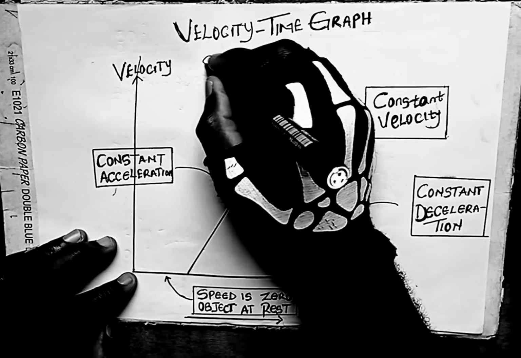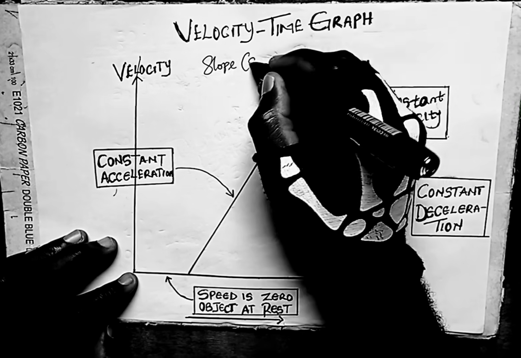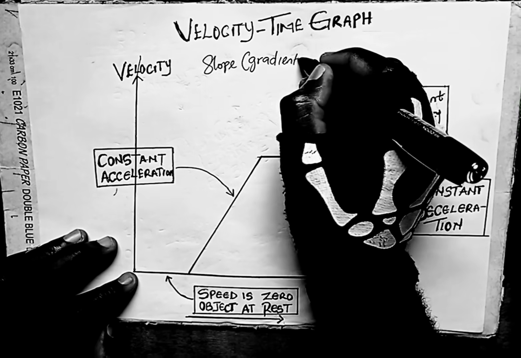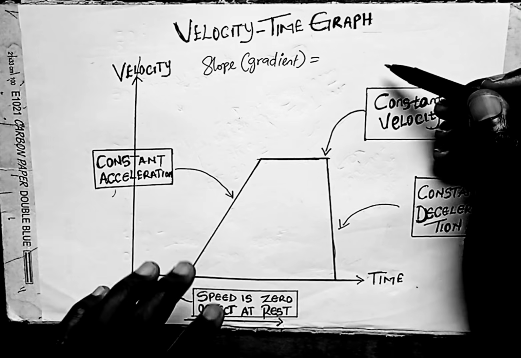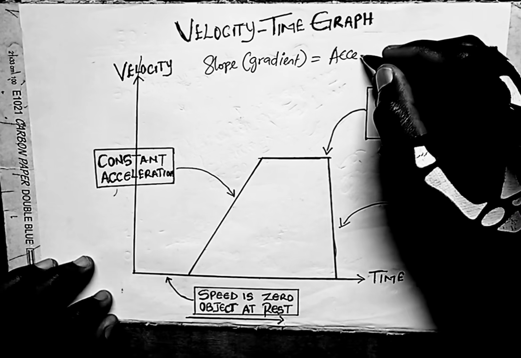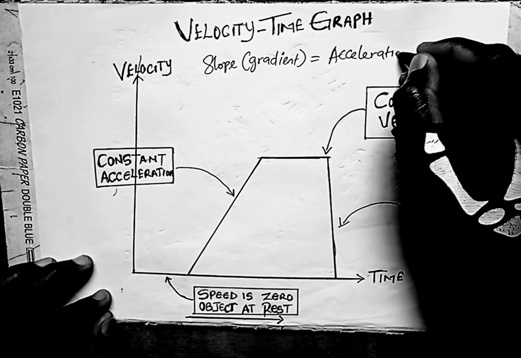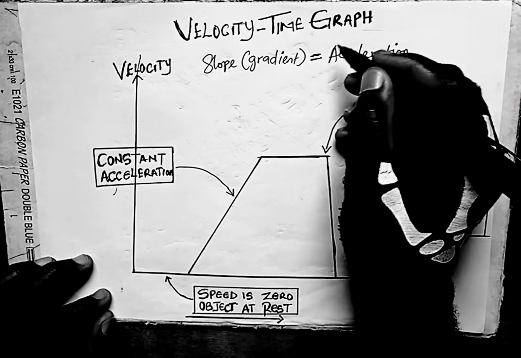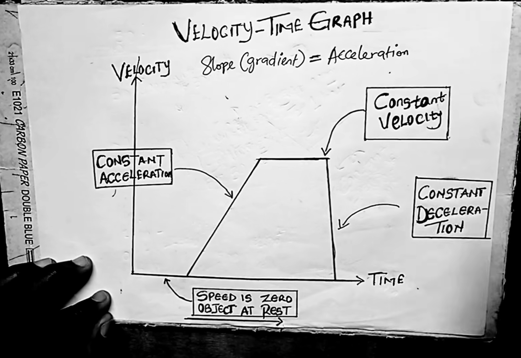The slope or gradient is equal to the acceleration. That's why the slope of the velocity time graph is known as acceleration.